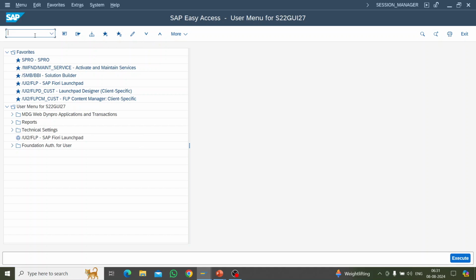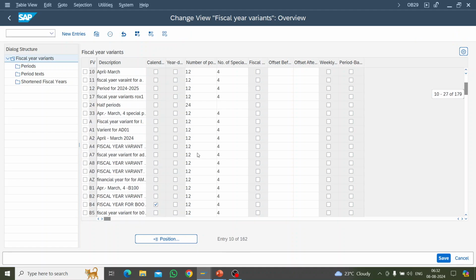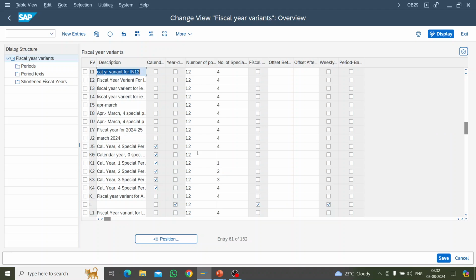Now let's see this fiscal year variant. What was the T code? OB29. So let's go there. OB29. Now we are in the fiscal year variant screen in the S4 HANA 2022 version system. All the things you see are basically your fiscal year variants, but I will mainly talk about two fiscal year variants over here. One is called K4 and another one is called V3.